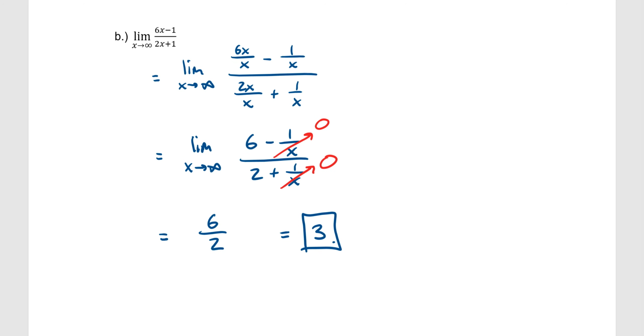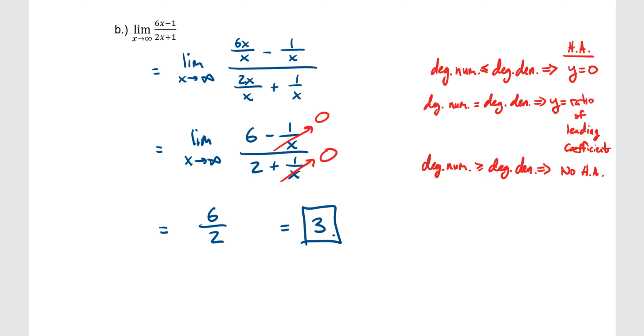The shortcut for this one is another horizontal asymptote shortcut: if the degree in the numerator equals the degree in the denominator, they're both an exponent of 1, the horizontal asymptote is going to be the ratio of the leading coefficients, which in this case is 6 divided by 2, which is 3. So that is another super nice shortcut for this one. So I just wrote it in over here on the right and summed it up. These are the shortcuts for horizontal asymptotes.